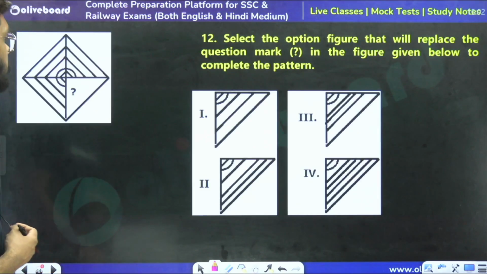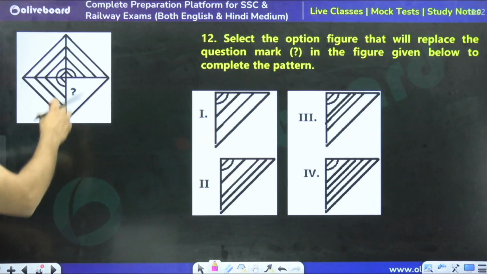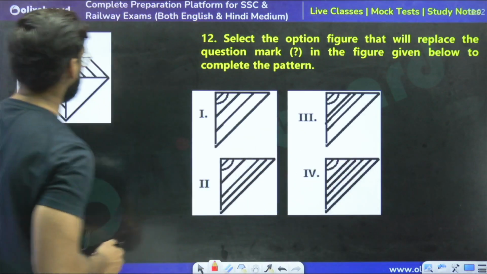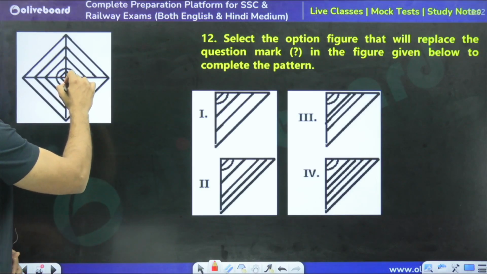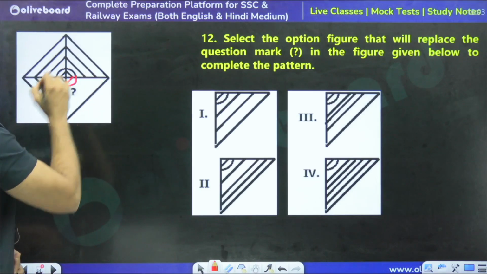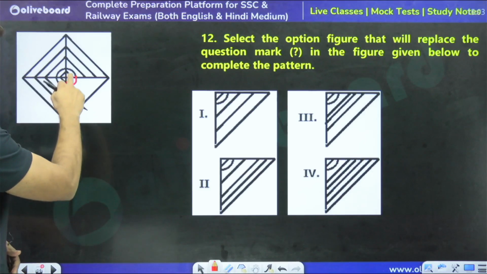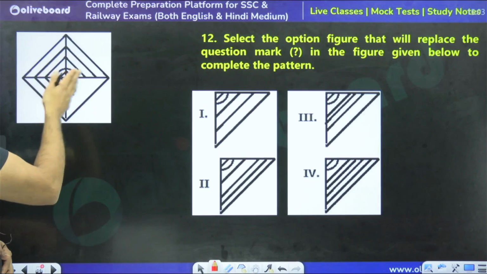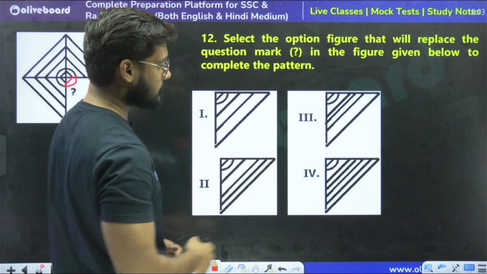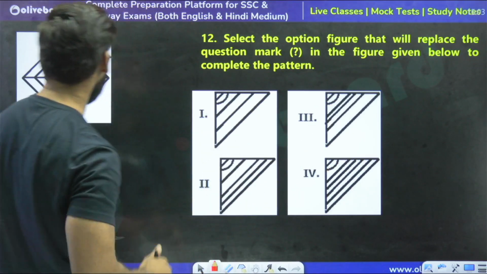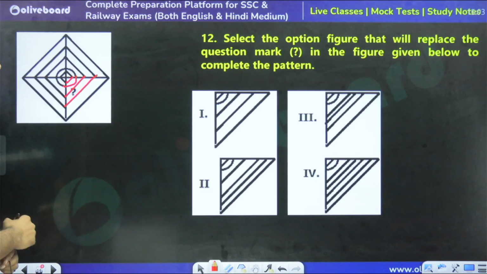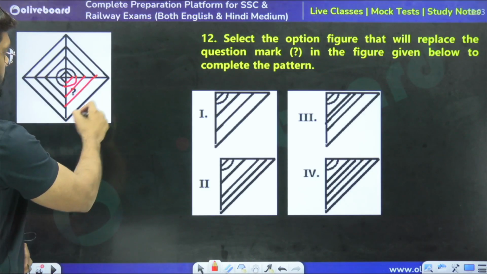12th question. In the 12th question, we need to complete this pattern in order to get the right answer. This will be completed and made like this. So first we need to find this semicircle, the half part of the circle, and the diagonal line. So in all the options we are having this image like this. We need to find 2 and this third line like this.